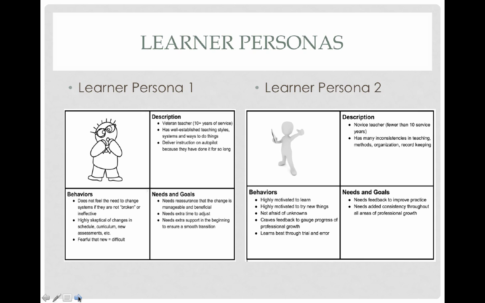The second persona is the novice teacher, fewer than 10 years of service. This teacher might have many inconsistencies in their teaching because they're still trying to build what works for them in terms of teaching methods, organization, and record keeping. This type of teacher is highly motivated to learn, highly motivated to try new things, not afraid of the unknown, and craves feedback. So the need and learning goal for this type of teacher would be feedback on what they're doing in order to improve and own those skills, and then a need for added consistency.